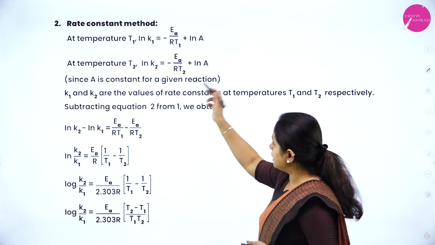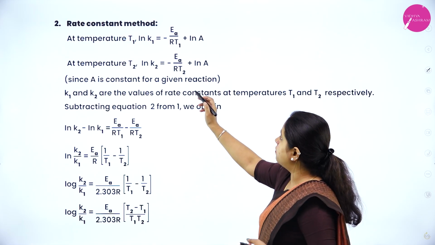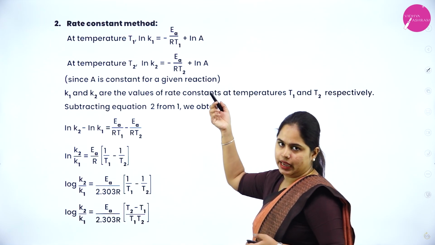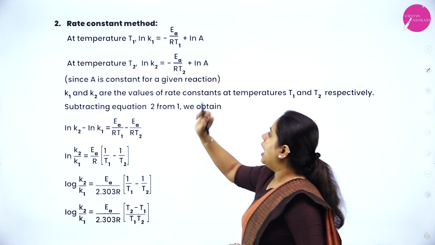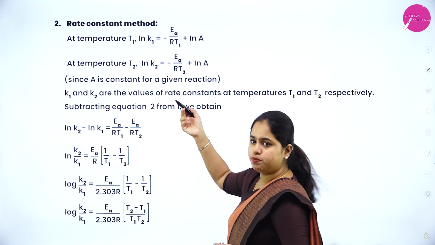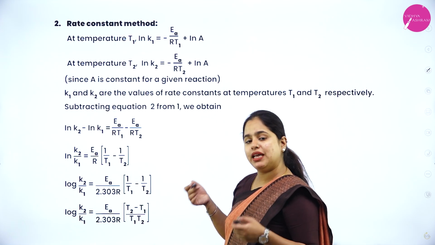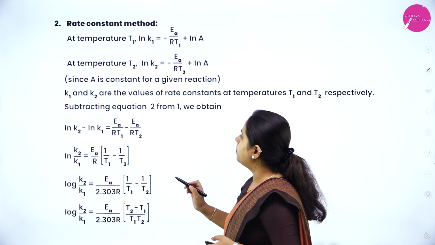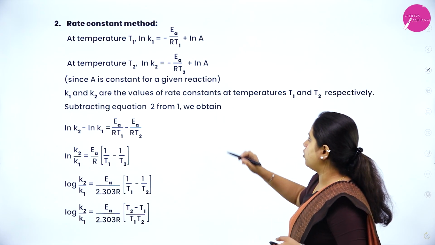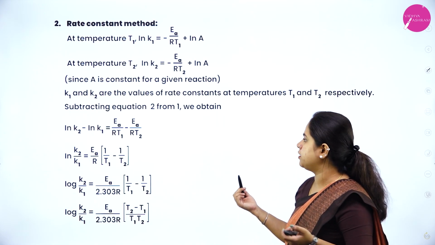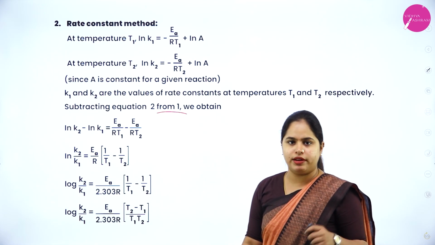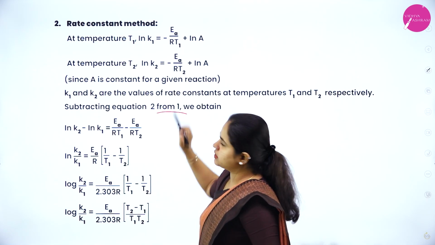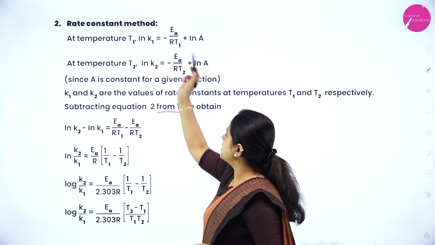So at temperature T1, ln K1 will be equal to minus Ea by RT1 plus ln A. A is a constant, so no problem. And at temperature T2, ln K2 will be equal to minus Ea by RT2 plus ln A. K1 and K2 are the values of rate constant at temperature T1 and T2 respectively. So now we are going to subtract 2 and 1. So ln K2 minus ln K1.